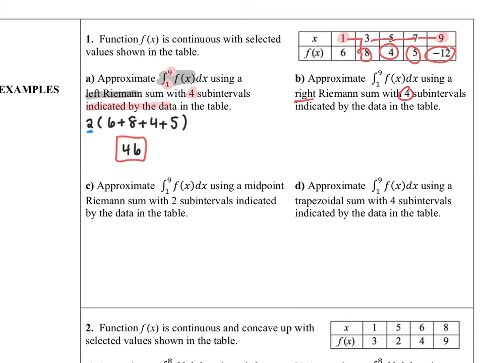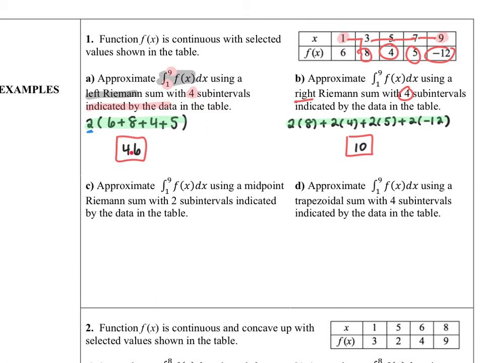Don't let that negative bother you. It's just going to naturally take care of that area that falls below the x-axis. Showing the work in this step is very, very important. Notice I showed it in 2 different ways for these 2 different problems. You can either factor the 2 out and then just add all those heights together, or you can distribute that 2 and do each individual rectangle. Either way is acceptable, but make sure that you show that highlighted step. That's the important part of the problem.